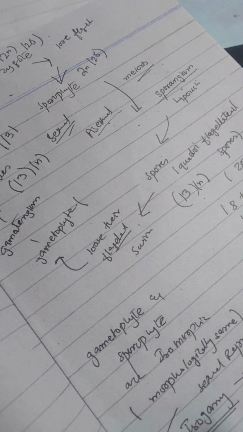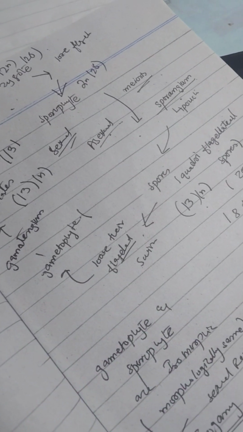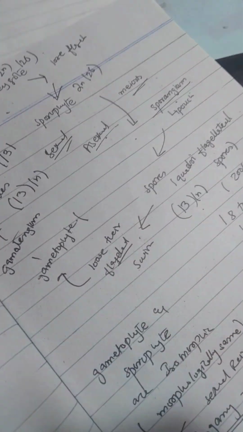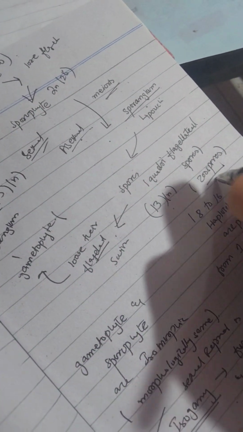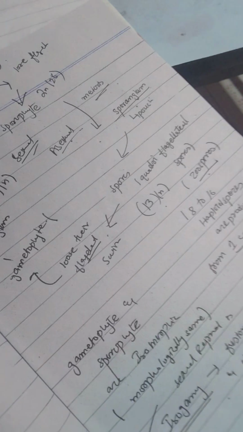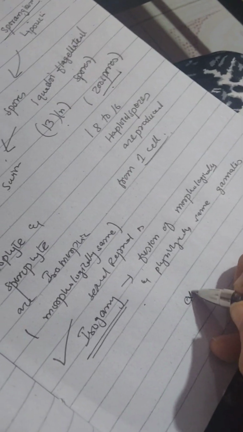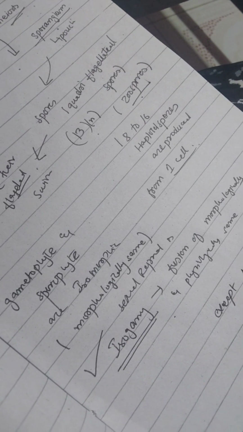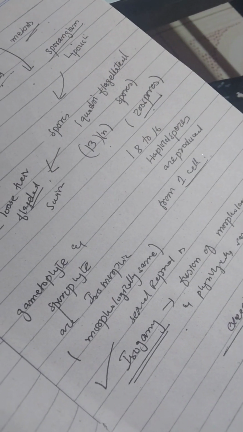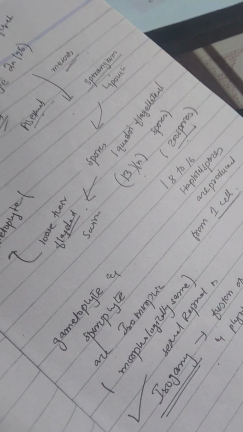Basically these spores are formed by meiosis in all cells of the body except the basal cells. As you can see over here, zoospores are produced. Now these spores are produced by every cell of the body except the basal cells, right?